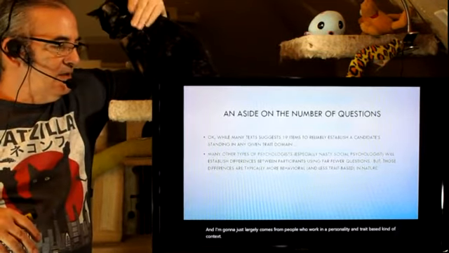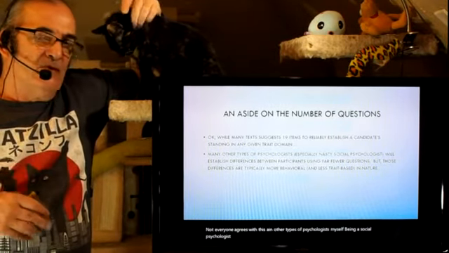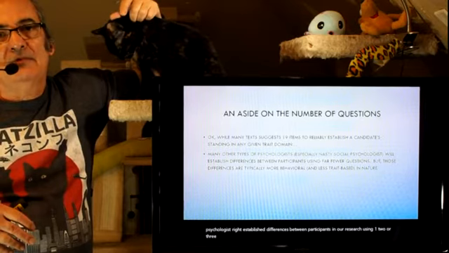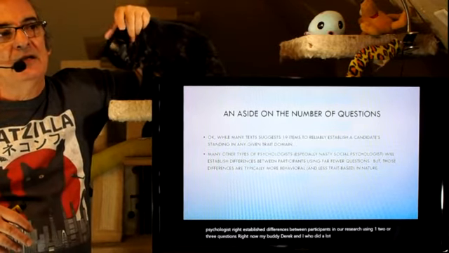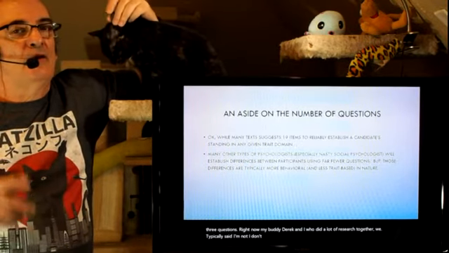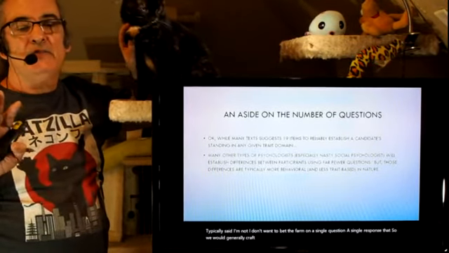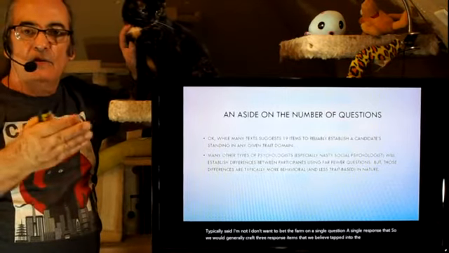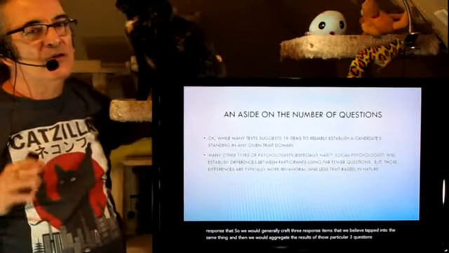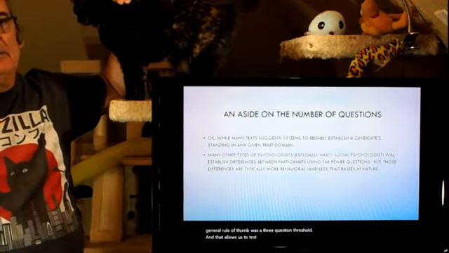Not everyone agrees with this, and other types of psychologists, myself being a social psychologist, establish differences between participants in our research using one, two, or three questions, right? Now, my buddy Derek and I, who did a lot of research together, we typically said, I don't want to bet the farm on a single question, a single response item. So we would generally craft three response items that we believed tapped into the same thing, and then we would aggregate the results of those three questions. So our general rule of thumb was a three-question threshold, and that allows us to test the reliability between those three questions.